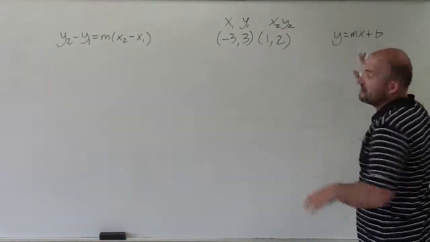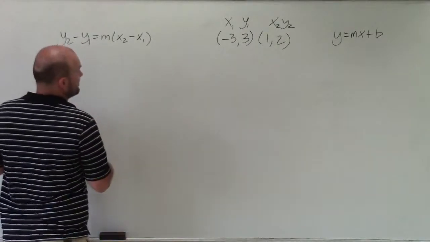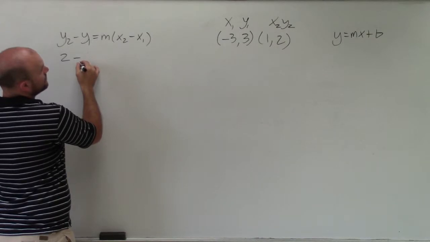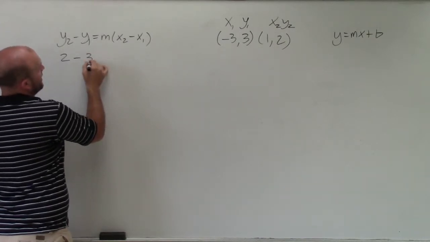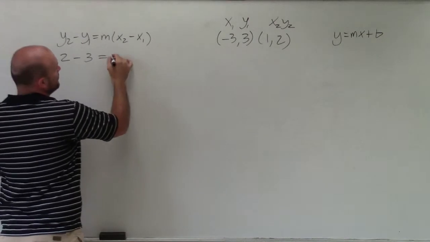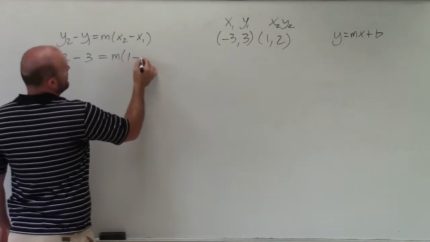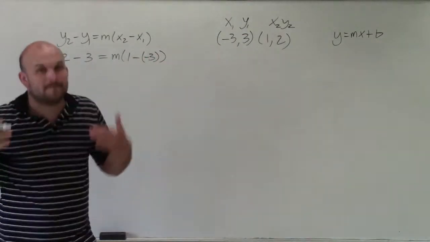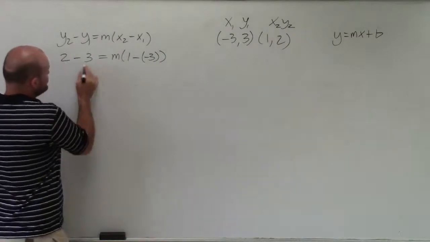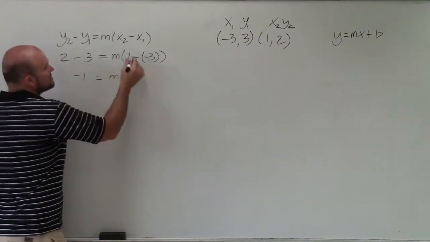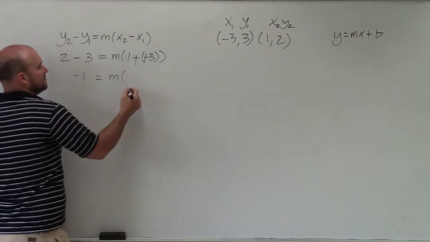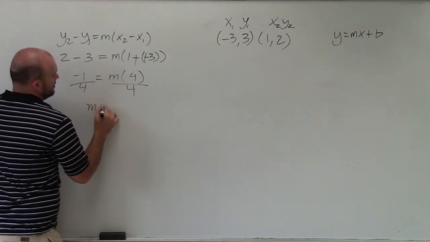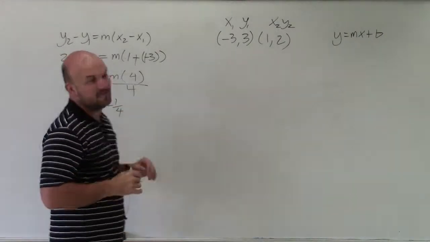So the first thing we want to do is find the slope. So to find the slope, let's plug in everything that we know. So I can write in 2 minus y1, so it's 2 minus y1 is equal to m times x2, which is 1, minus, since I have a -3, I'm going to put it in parentheses so I make sure I understand that that's 1 minus -3. 2 minus 3 is -1 equals m times 1 minus -3. That becomes a double negative, which is 4. Now I can just solve for m, so I divide by 4, divide by 4. M equals -1/4. Cool.